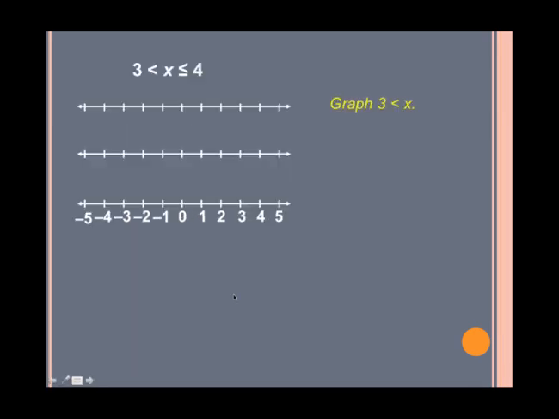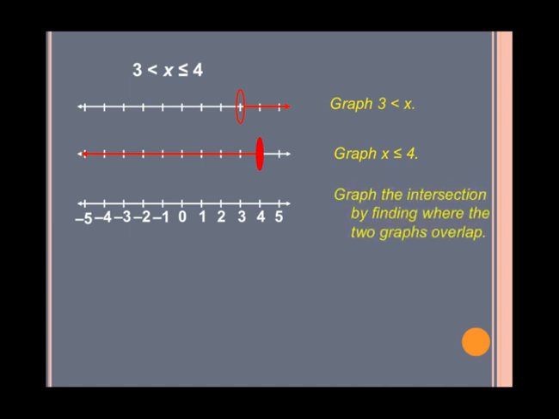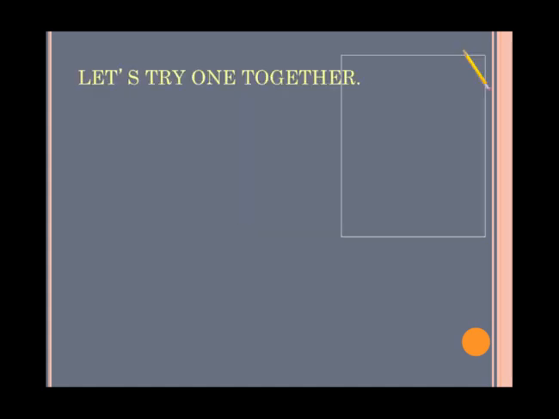So to graph it, we're going to graph 3 is less than x, which basically means all the x's that are greater than 3. We're going to graph x is less than or equal to 4, which are all the x values that are less than or equal to 4. And then graph the intersection by finding where the two graphs overlap. And they overlap from 3 to 4.